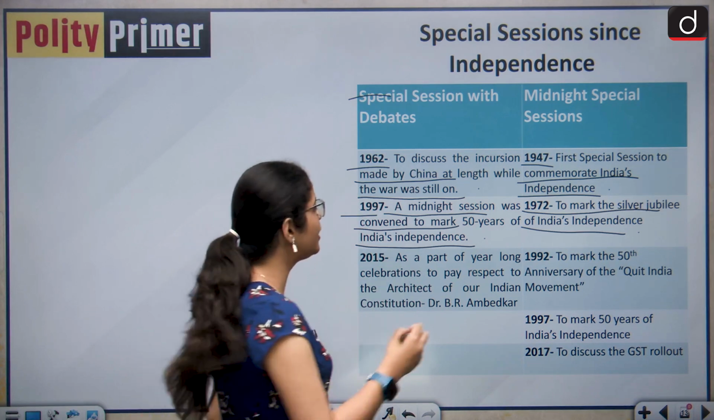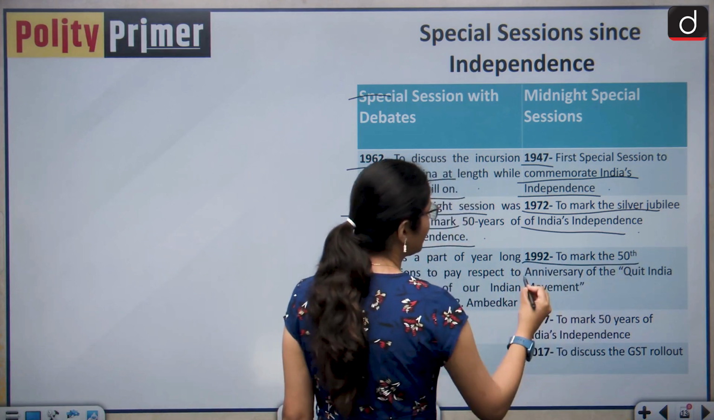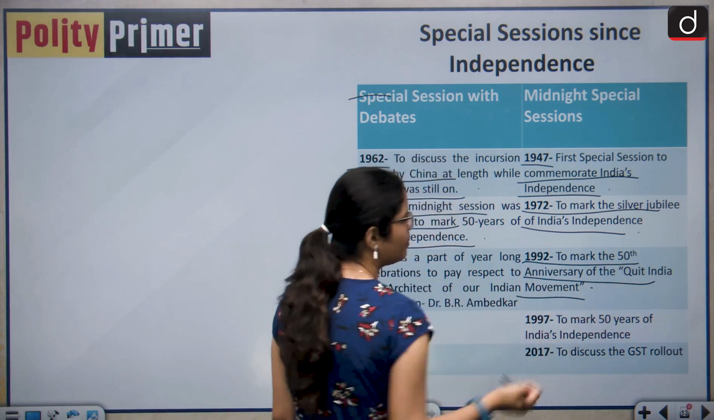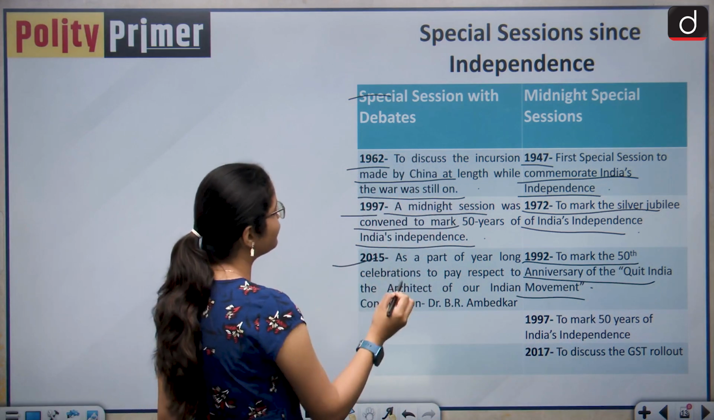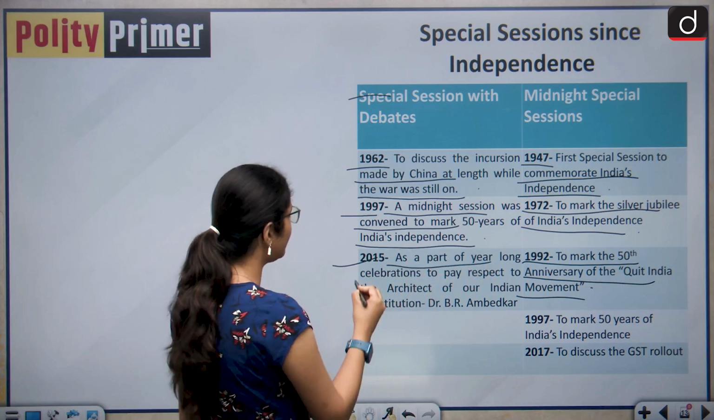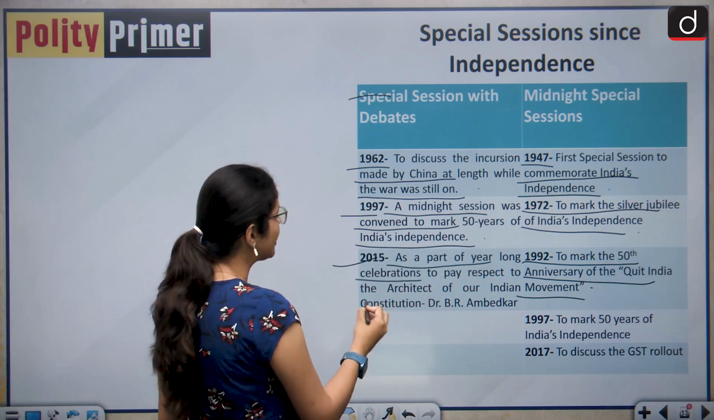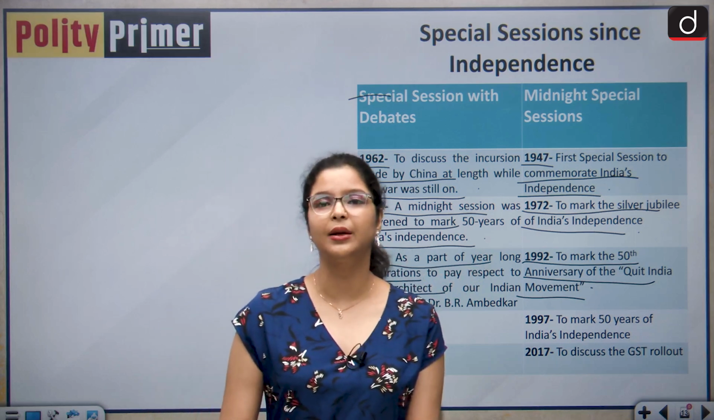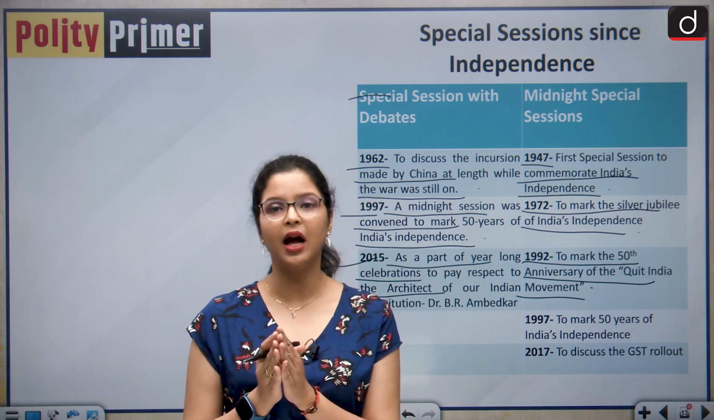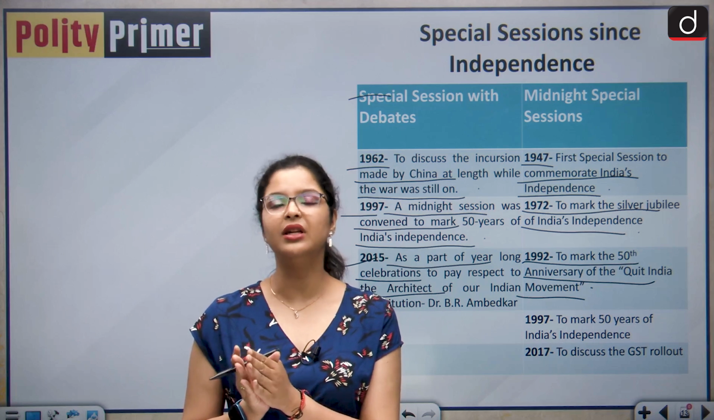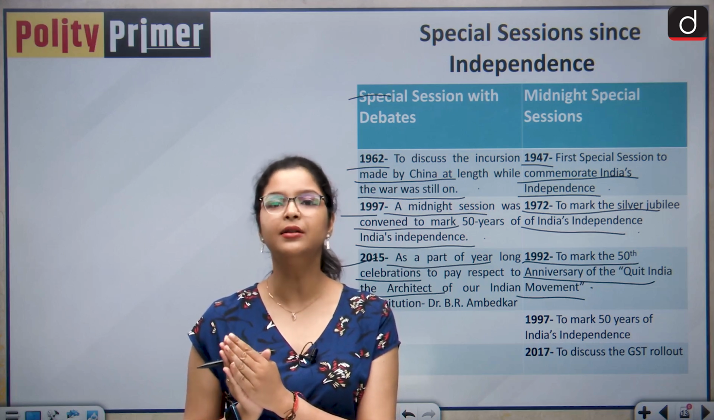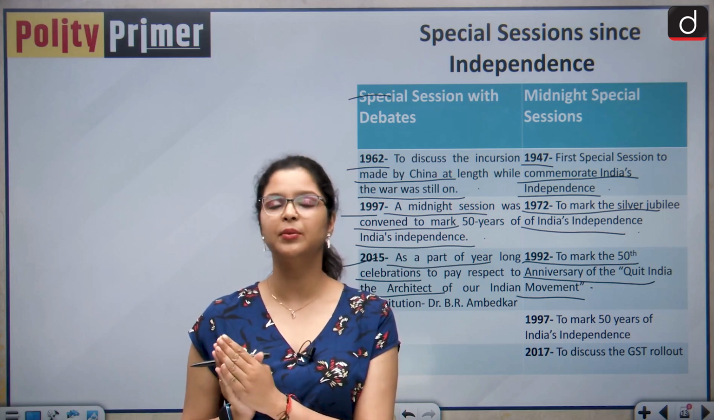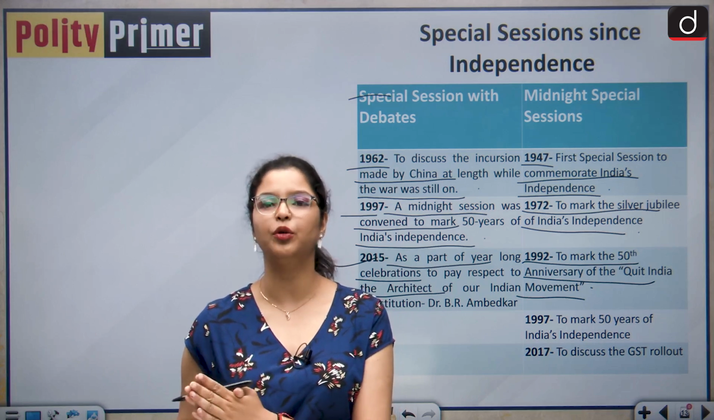Then in 1992, it was called to mark the 50th anniversary of the Quit India movement. Then in 2015, it was called as a part of the year-long celebrations to pay respect to the architect of our Indian Constitution, Dr. B.R. Ambedkar. So to pay our respects to him, we called a special session of the parliament as a part of the celebrations that were going on at that point of time.